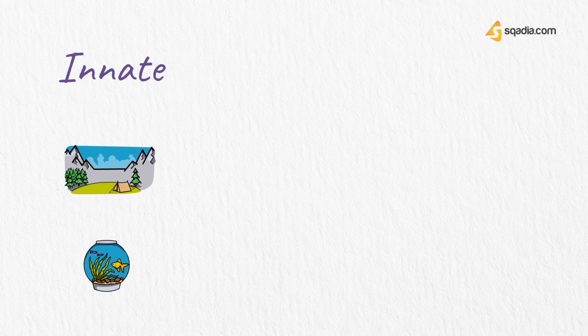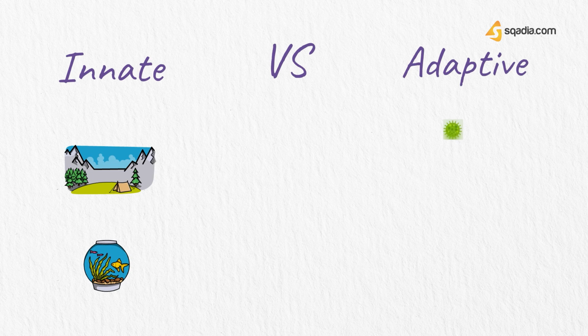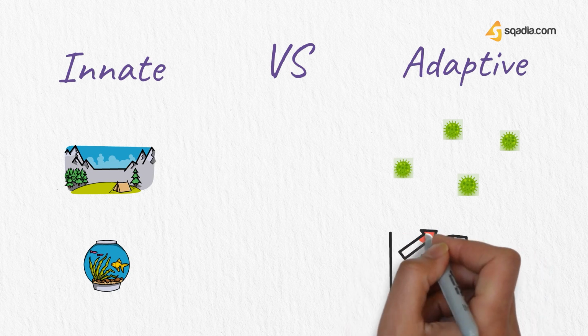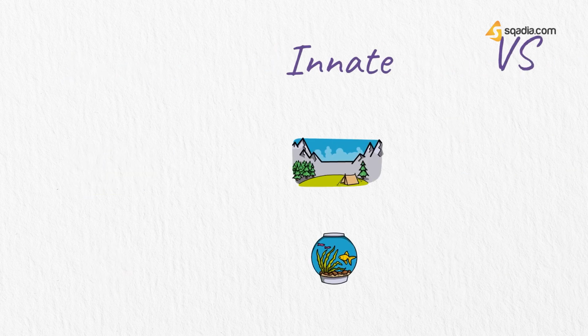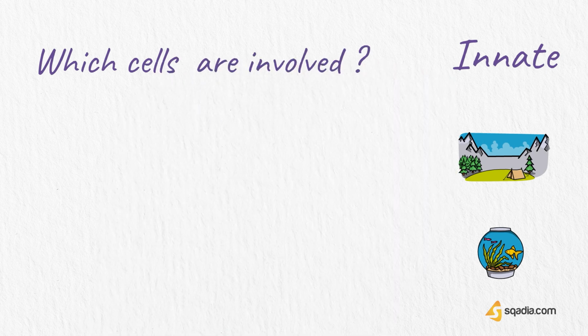On the other hand, in the acquired or adaptive immunity, the more the same infectious agent is met, the more the responses of our immune system get better. Means that the responses improve with repeated exposure. That's a basic difference in the two types of immunity. Alright, now let's see who are the components of each type of immunity.